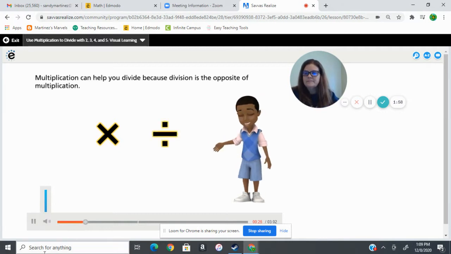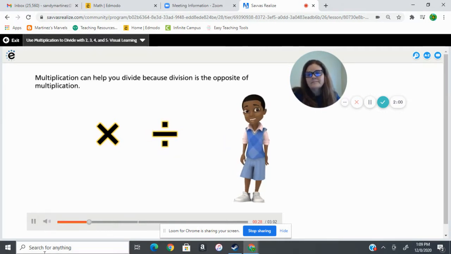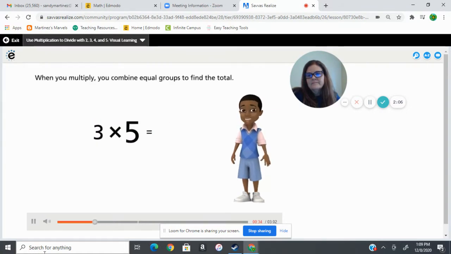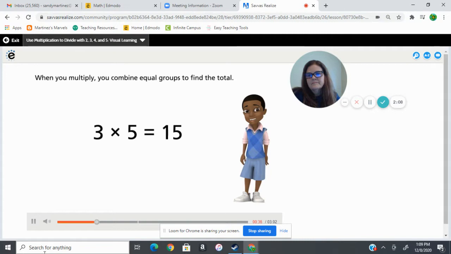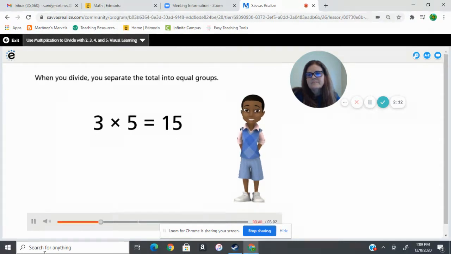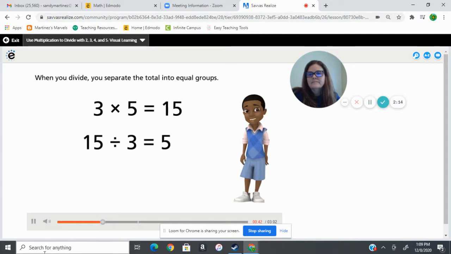Multiplication can help you divide because division is the opposite of multiplication. When you multiply, you combine equal groups to find the total. When you divide, you separate the total into equal groups.